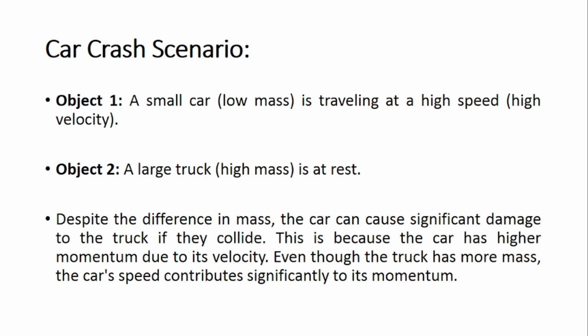We'll take an example of a car crash. Object 1, a small car of low mass, is traveling at a high speed. It collides with a large truck which is at rest. Despite the difference in mass, the car can cause significant damage to the truck if they collide. This is because the car has a higher momentum due to its velocity. We know that momentum is equal to mass into velocity. Either you can increase the mass or the velocity, and the product will have a higher value. So a small car of low mass, if traveling at a very high speed, can cause considerable damage to the large truck because of its momentum.